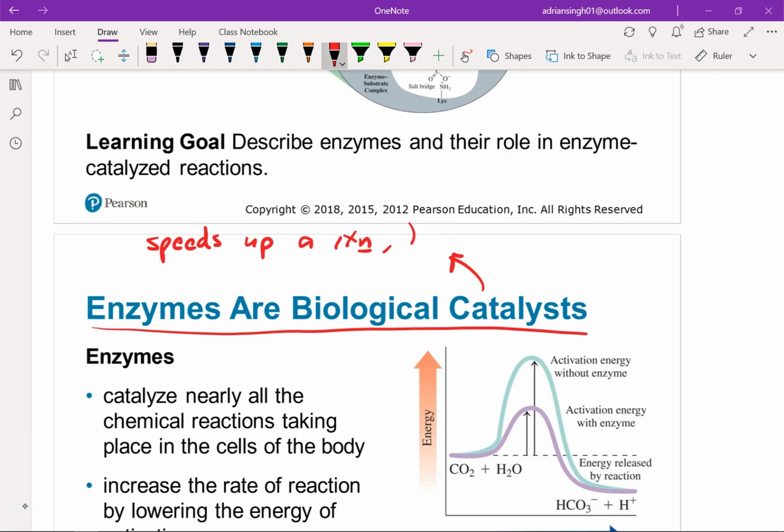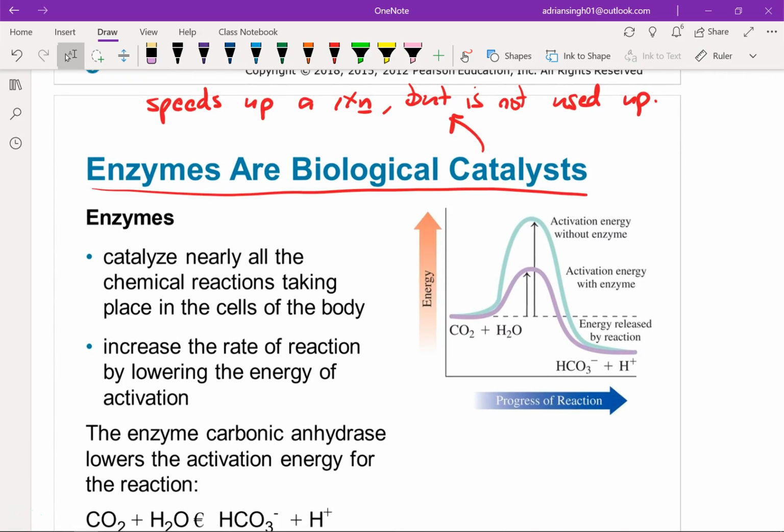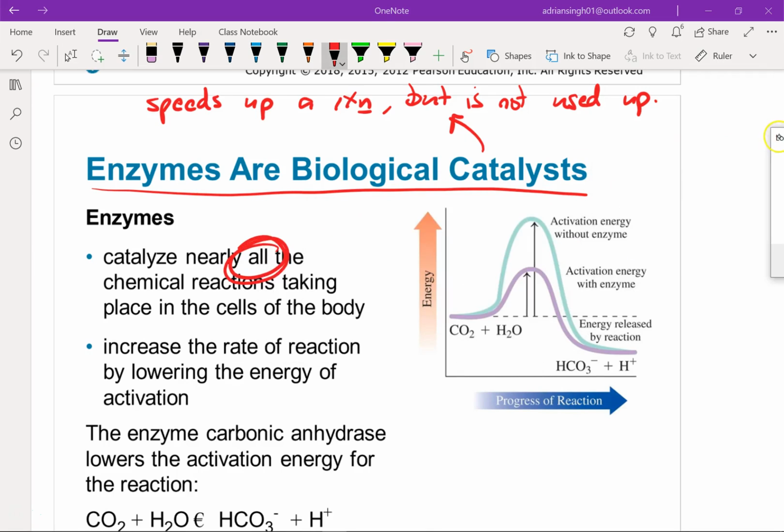but is not used up. Which means the catalyst is there at the end to catalyze another reaction. So the thing about enzymes, though, is that they are biological catalysts, and you find them catalyzing nearly all of the reactions that take place in your body. And the way that they work, as we've seen back in, it seems like a long time ago now, is they lower the activation energy for that particular process, right?